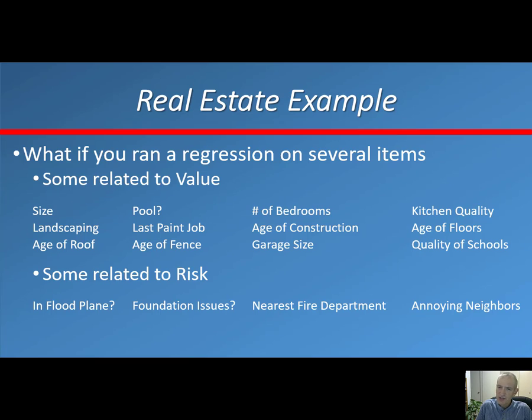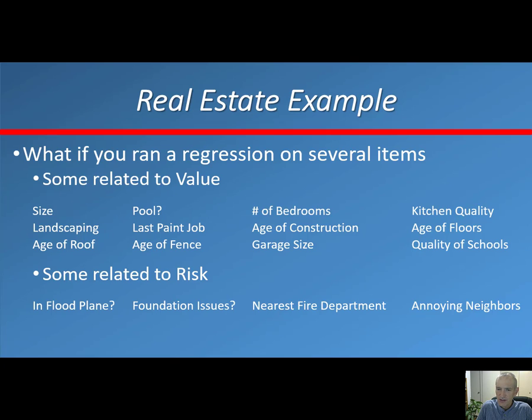So the size, we've already adjusted for the size by doing the price per square foot. Does it have a pool? How many bedrooms? How new is the kitchen? How big is it? How nice is it? Landscaping. When was it last painted? Although that wouldn't cost you that much. Age of construction. How old is the house? How old are the floors?